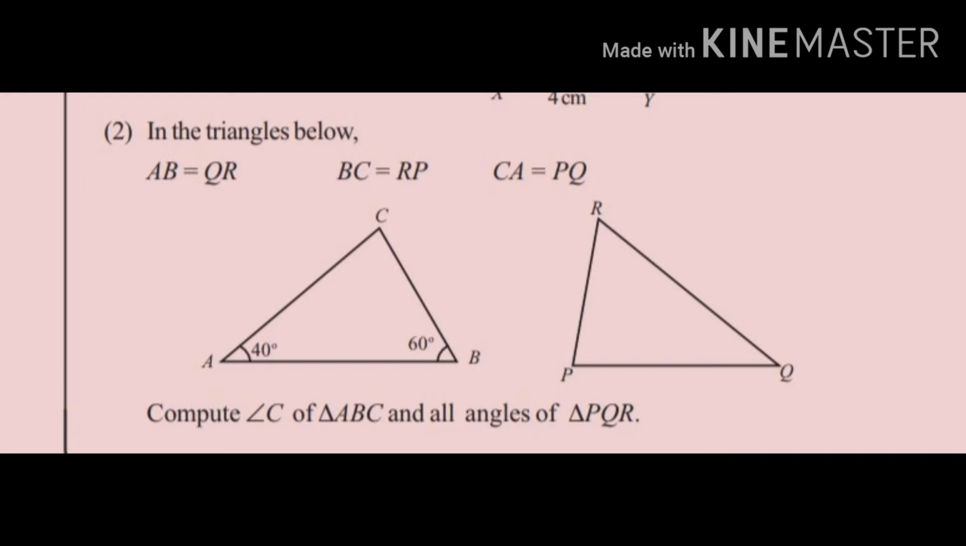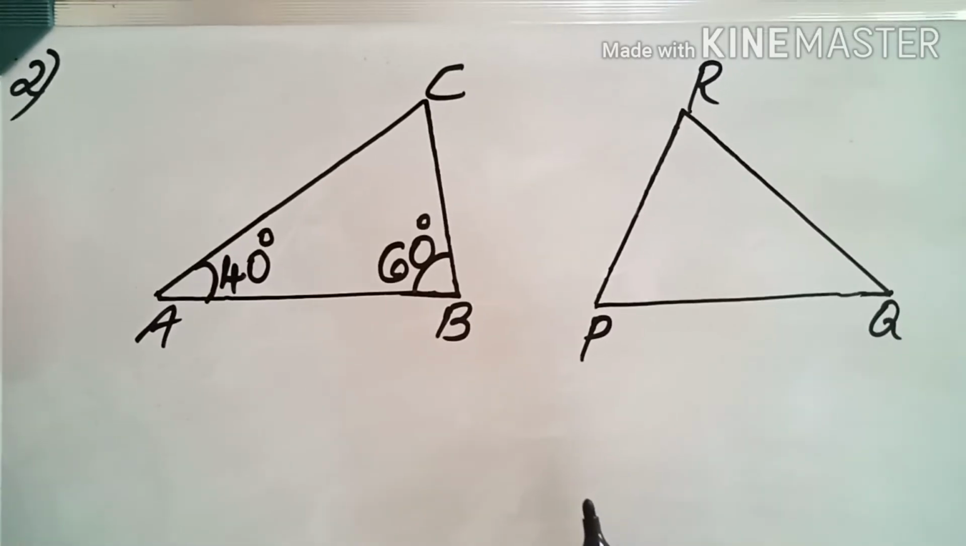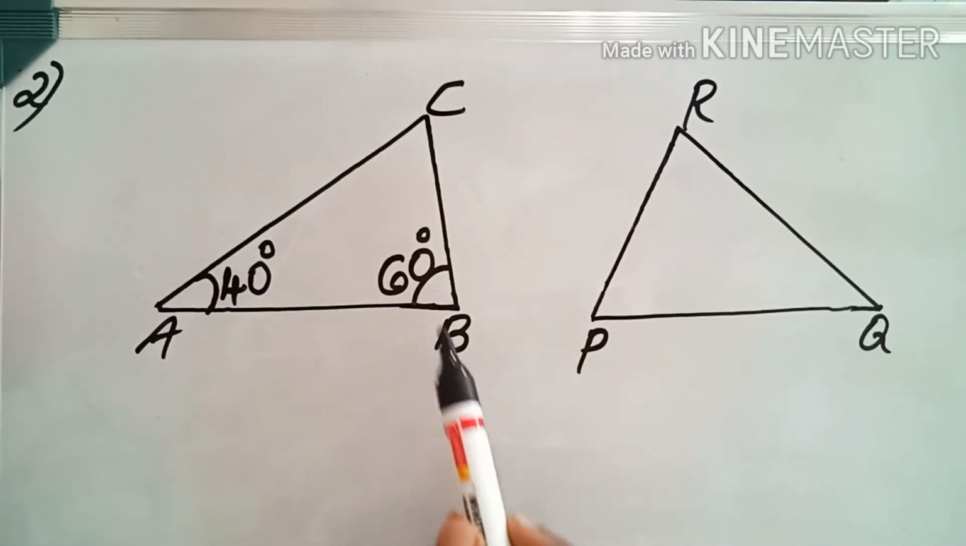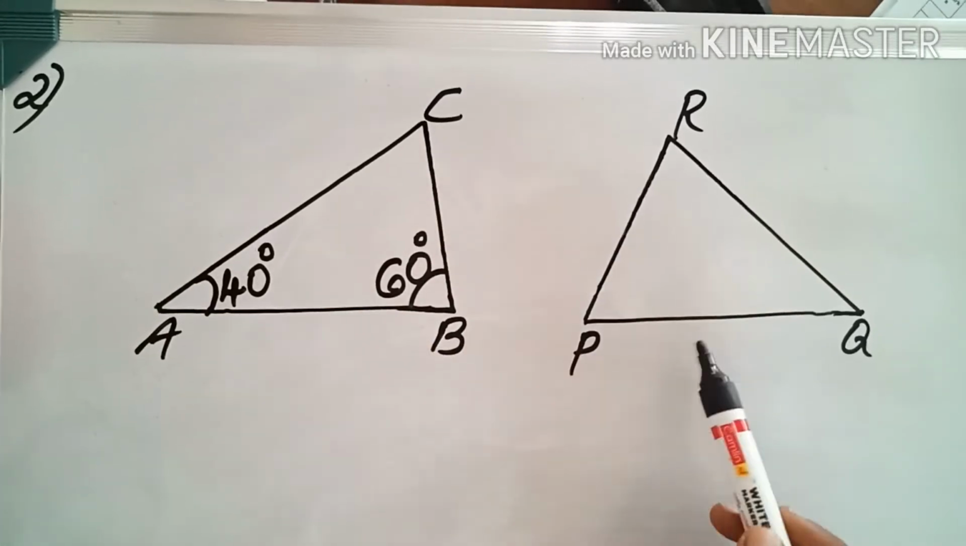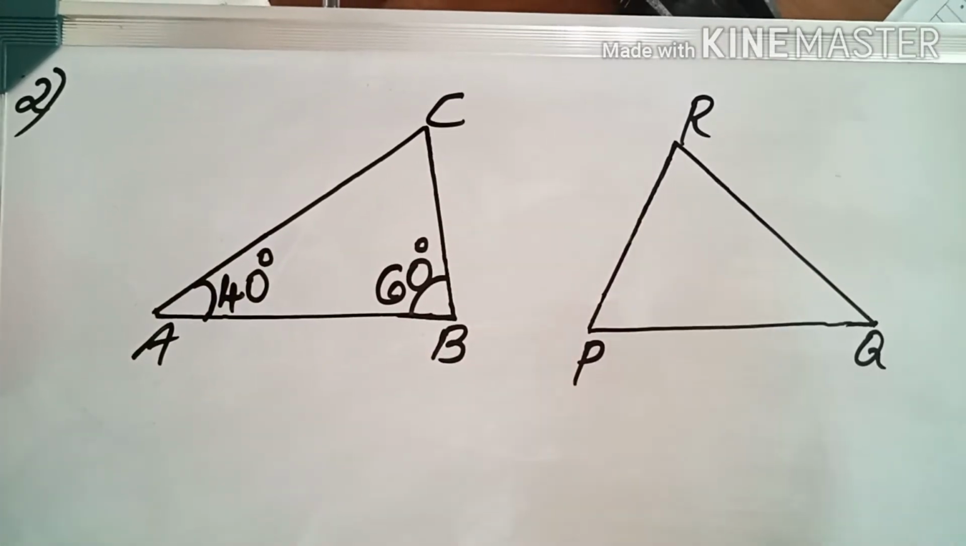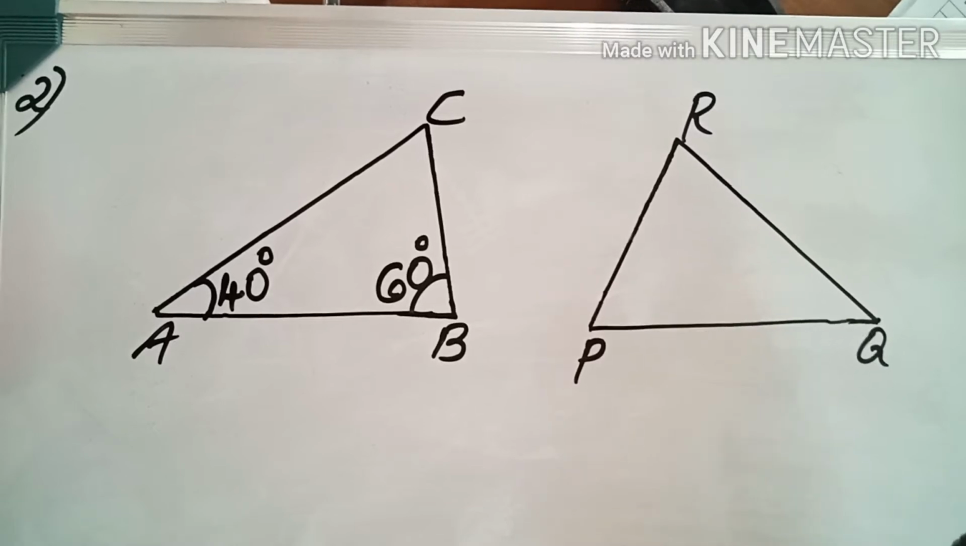Two triangles are given, ABC and PQR. You have to find angle C, the third angle, and all the angles. So this is the figure. First triangle ABC with the two angles as 40 degrees and 60 degrees. And for the second triangle PQR, nothing is given. No angles, no sides are given.